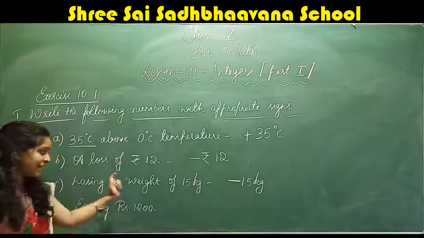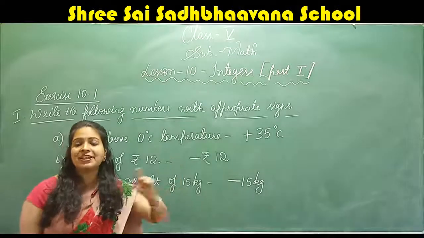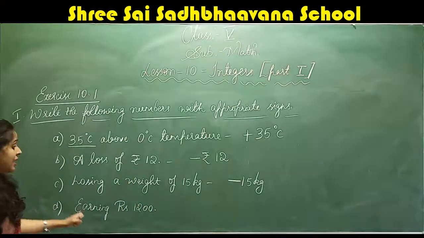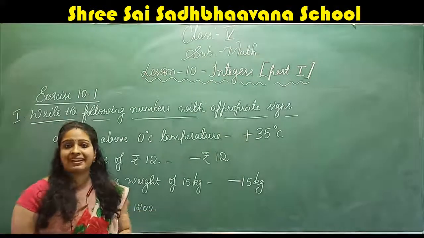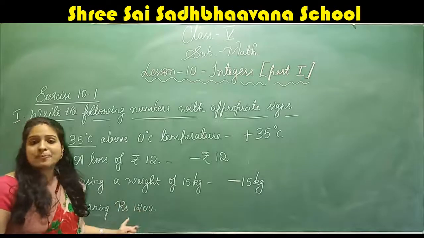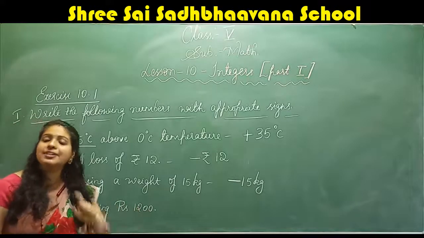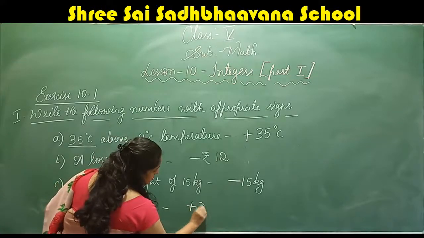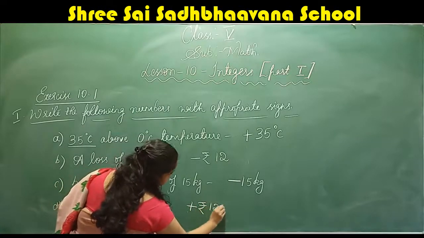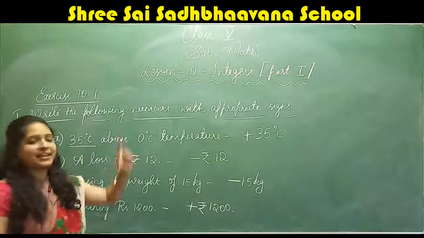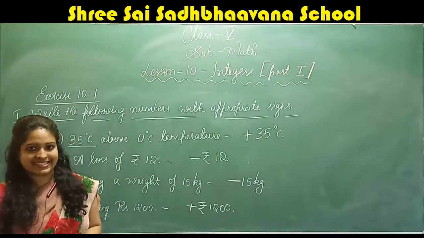If it is gaining a weight of 15 kg, we will use the positive symbol. Okay. Next, earning rupees 1200. Earning. So we are going to denote this rupees 1200 with the positive symbol like this: positive rupees 1200. In this way you have to solve the first main. I hope you have understood this.